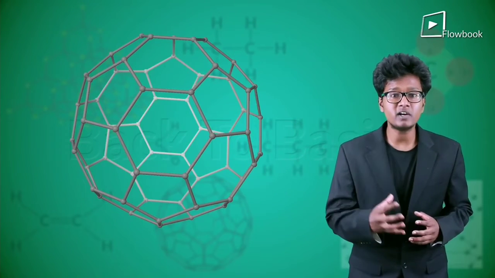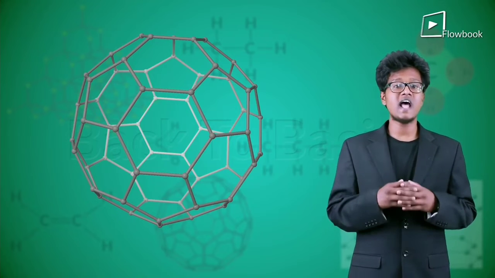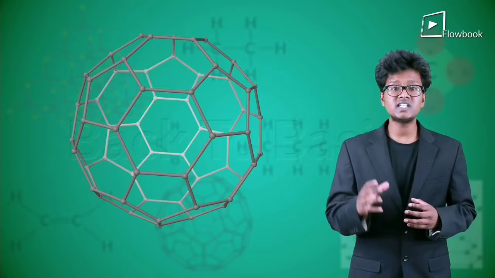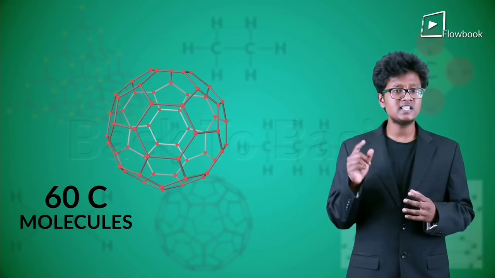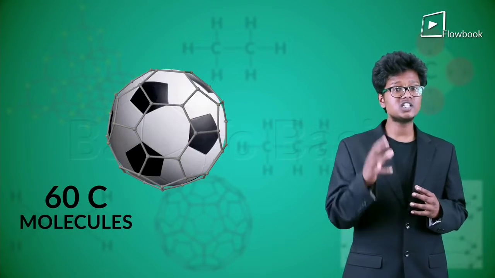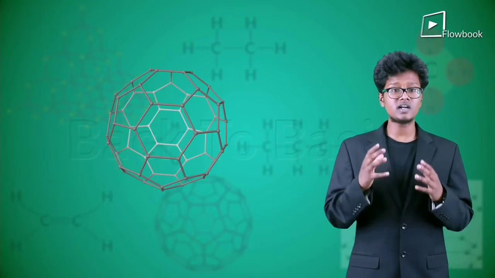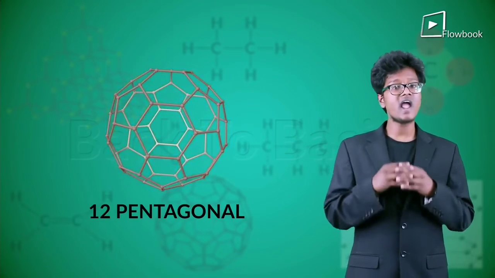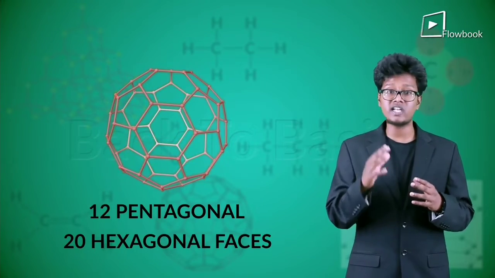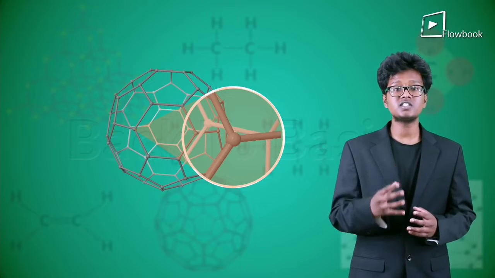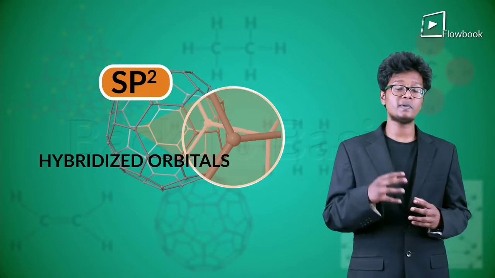Buckminsterfullerenes in the spherical structure are also called buckyballs. Now, these Buckminsterfullerenes consist of nearly spherical C60 molecules that are in the shape of a soccer ball. And this soccer ball shaped structure consists of 12 pentagonal and 20 hexagonal faces. Each carbon atom in these molecules has sp2 hybridized orbitals.